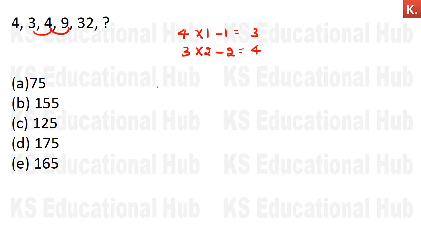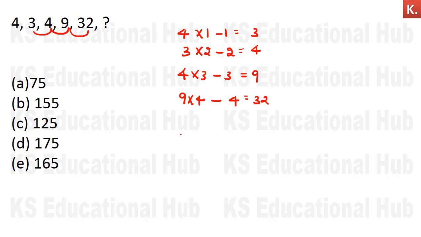How can 4 be made as 9? So to make 4 as 9, 4 into 3 is equal to 12. 12 minus 3, 1, 2, 3, right? So 12 minus 3 is equal to 9. This is absolutely following, right? How can 9 be made as 32? So to make 9 as 32, 9 into 4 is equal to 36. 36 minus 4 is equal to 32. This is absolutely following, right?